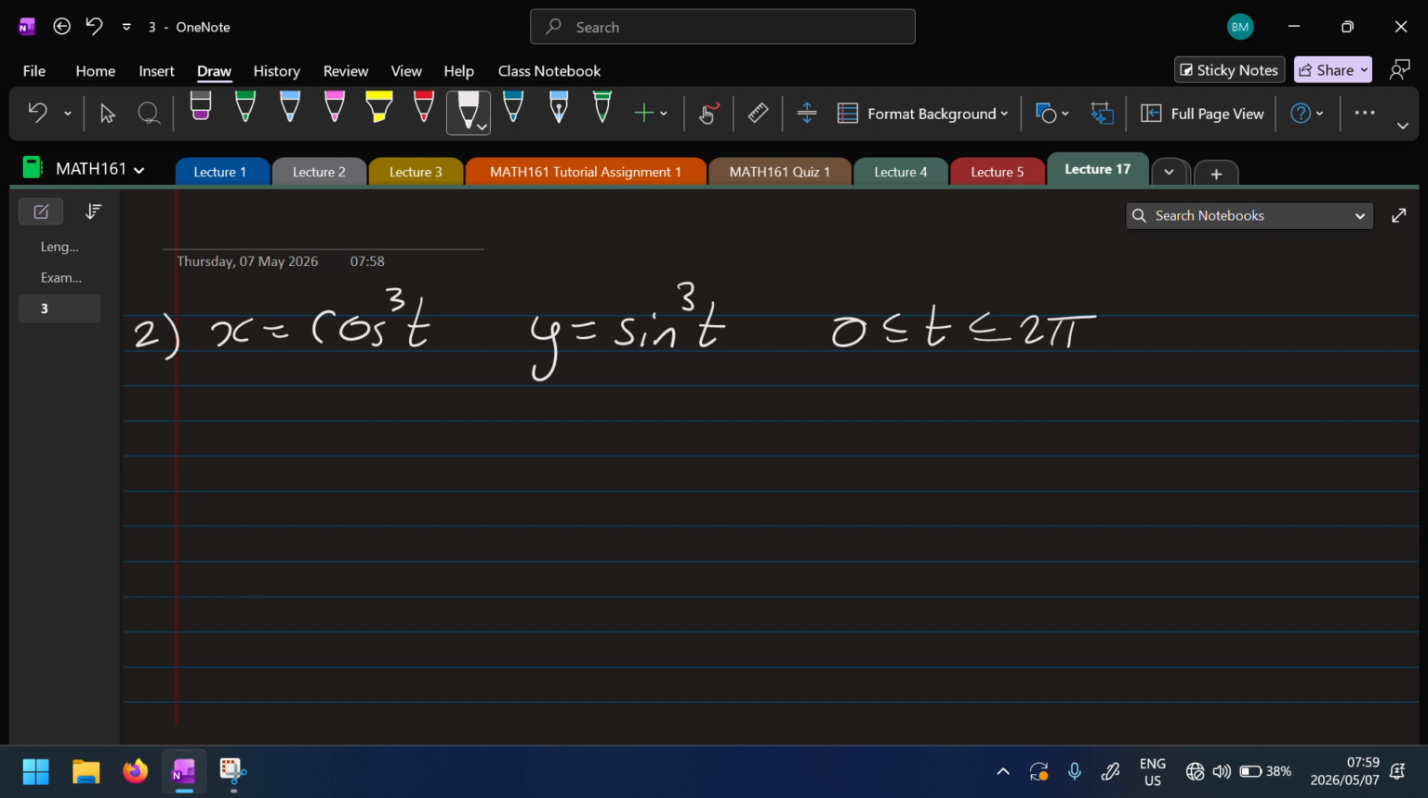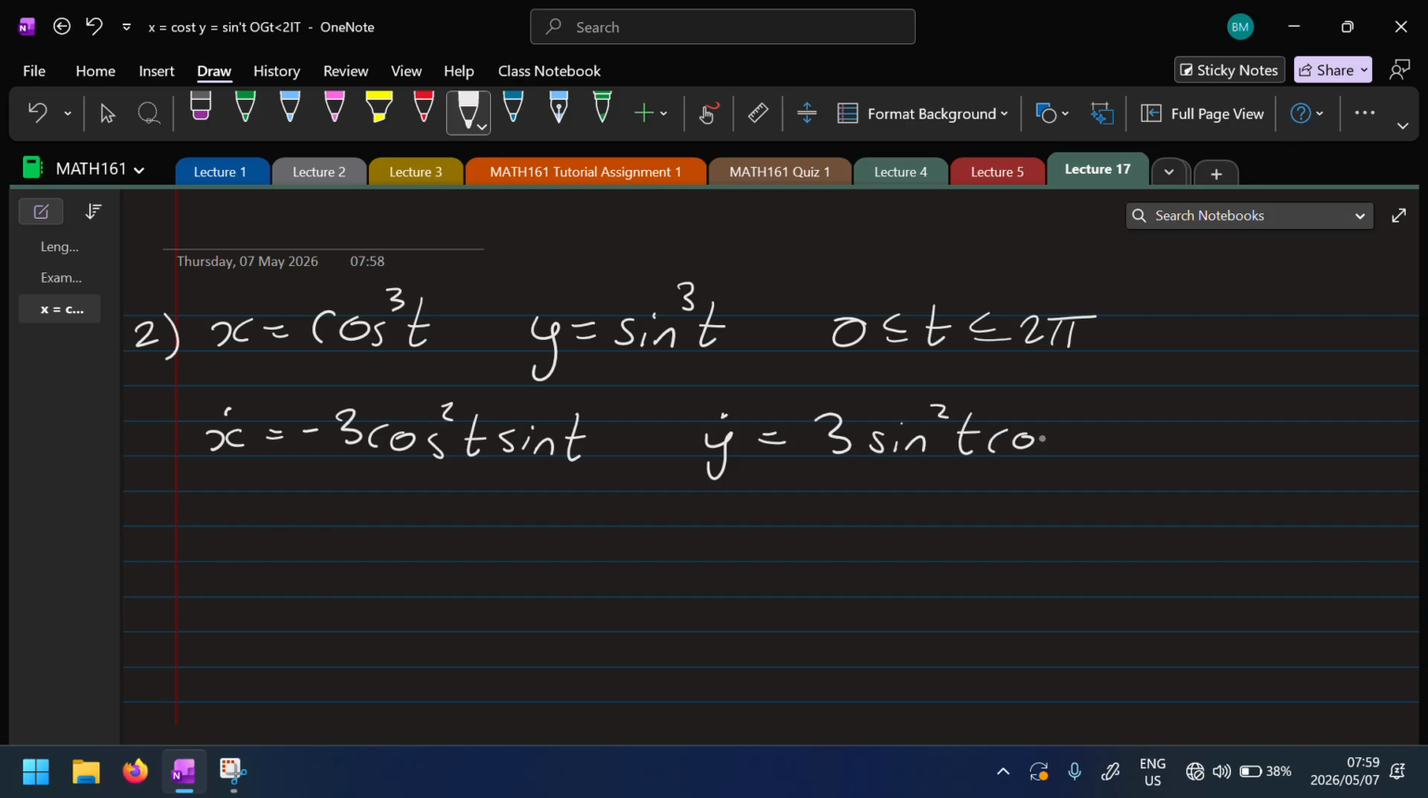First thing, we need to find the derivatives. So x dot and y dot, like we had before. Remember your chain rule. So we take the 3 down, so x dot will be minus 3 cos squared t sine t, and y dot will be 3 sine squared t cos t.